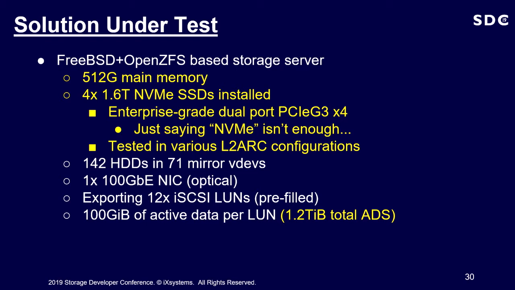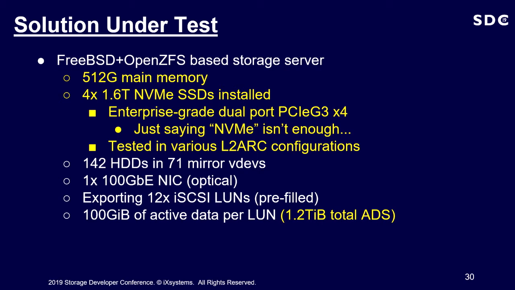We have some enterprise-grade dual port, because just saying an NVMe is not enough. Just saying, oh, I've got some NVMe's in there. Well, what are you talking about? Are you talking about Evo 960s or M.2s or U.2? What are you talking about? So we've got some U.2 enterprise-grade dual-ported PCIe Gen 3 x4 in the system. So these are big boys. We've got a lot of hard drives.